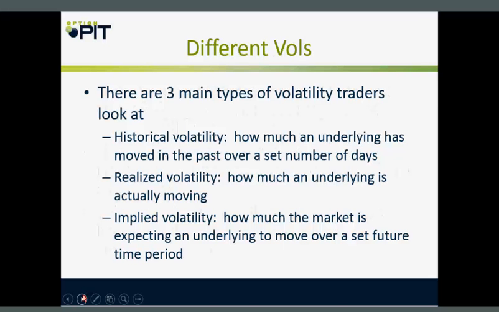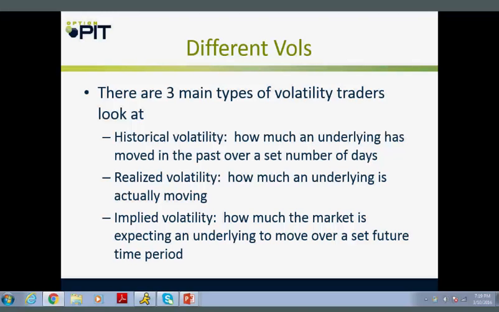All right, the different types of volatility. There are three main types of volatility traders look at. One is historical volatility, and that's how much an underlying has moved in the past over a set number of days. The next is realized volatility, and that's how much the underlying is moving right now. All right, that's how much the underlying is flopping around right now.